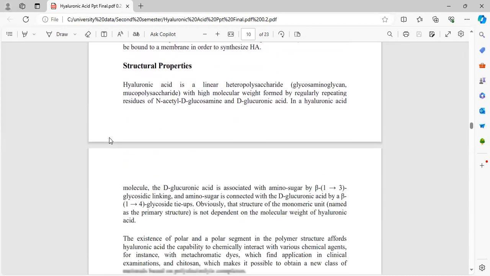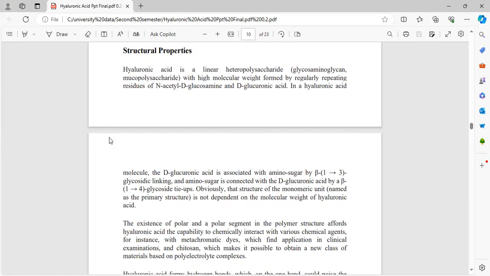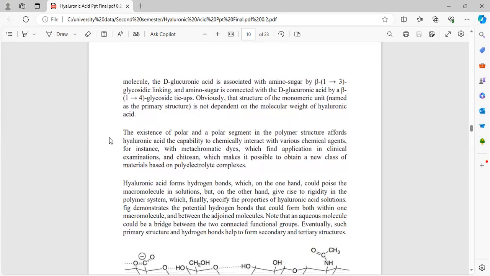Structural properties. Hyaluronic acid is a linear heteropolysaccharide glycosaminoglycan with high molecular weight, formed by regularly repeating residues of N-acetyl-D-glucosamine and D-glucuronic acid in a hyaluronic acid molecule. The D-glucuronic acid is associated with the amino sugar by a beta-1,3 glycosidic linkage, and the amino sugar is connected with the D-glucuronic acid by a beta-1,4 glycosidic linkage.